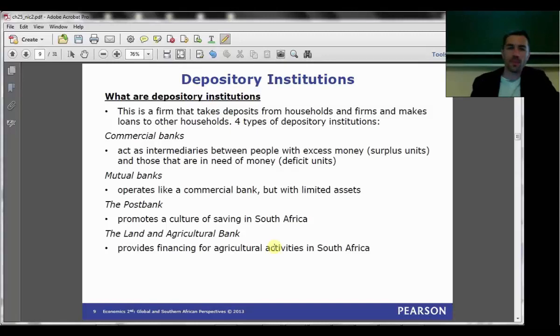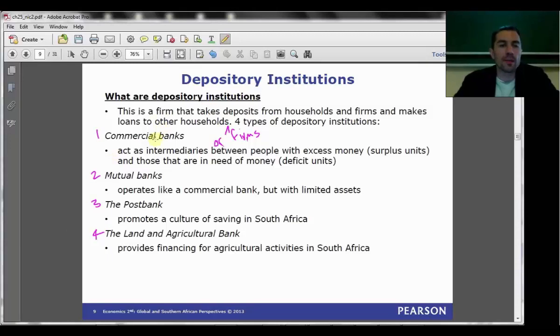So what are depository institutions? A depository institution is a firm that takes deposits from households and firms and makes loans to other households or firms. And there are four primary types of depository institutions within the economy. There are commercial banks, there are mutual banks, there's something called the Post Bank, and we have land and agricultural banks.